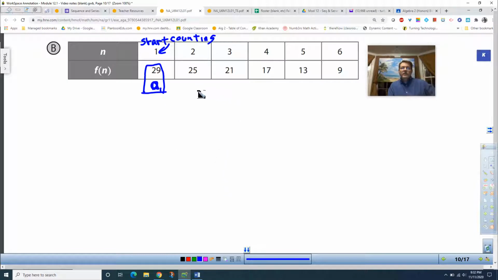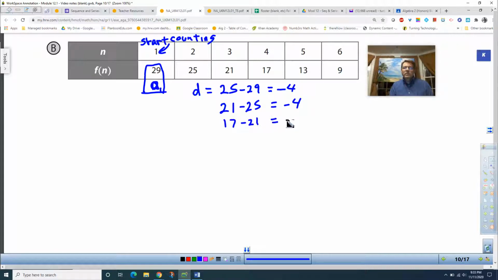Now, what is my d? We said we've got to know where we start and what the pattern is. My d in this case, because this is arithmetic, and if I didn't know it I'd just have to check, is 25 minus 29. That gives me negative 4. Let's check: 21 minus 25, still negative 4. 17 minus 21, still negative 4. That's my common difference. So d equals negative 4, and my a sub 1 is 29. That's where you start and what the pattern is.